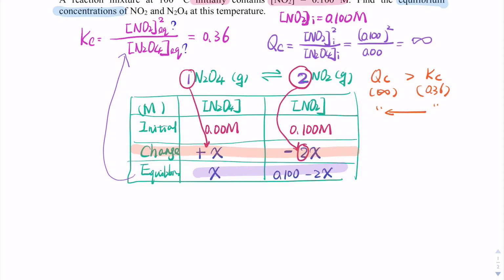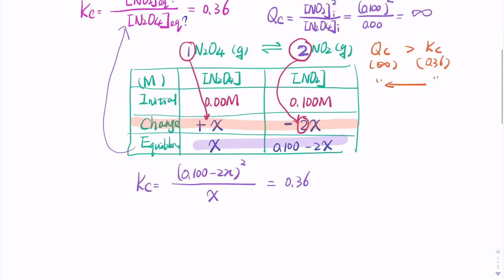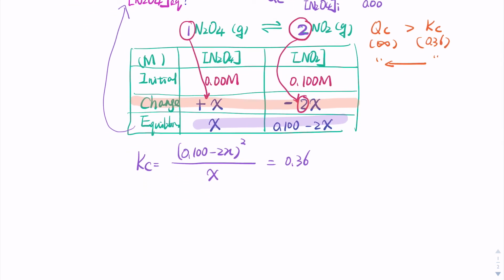I'm going to put Kc equals 2. So now it's going to be (0.1 minus 2x) squared over x equals 0.36. Now I have this, and that's from here, and we just need to solve for x. For the top part, when you have the squared, you do this: it will be 0.1 squared minus 2 times 0.1 times 2x plus (2x) squared equals 0.36x.